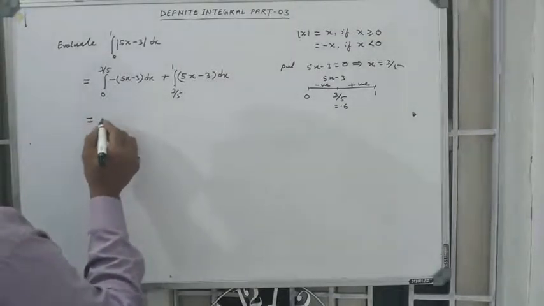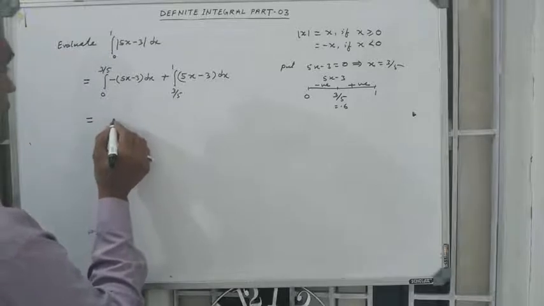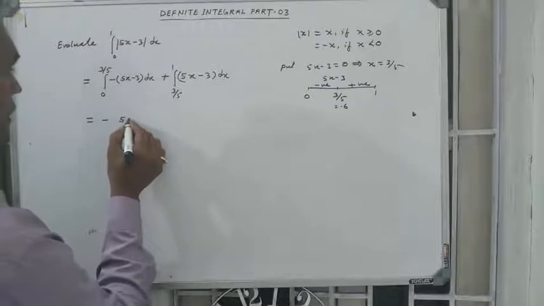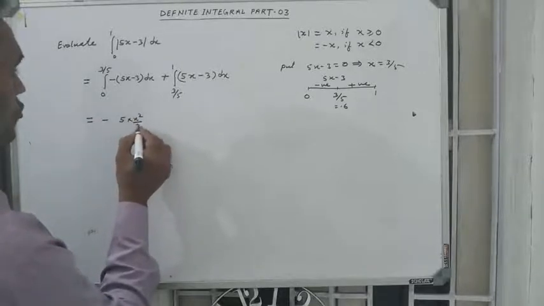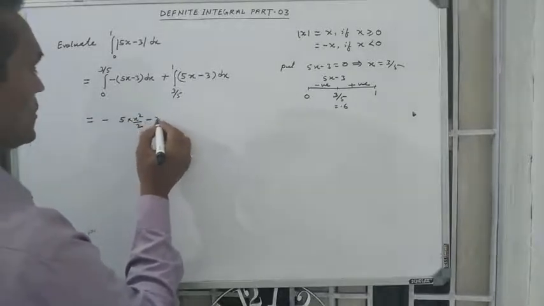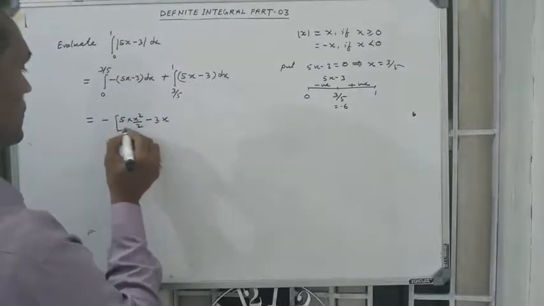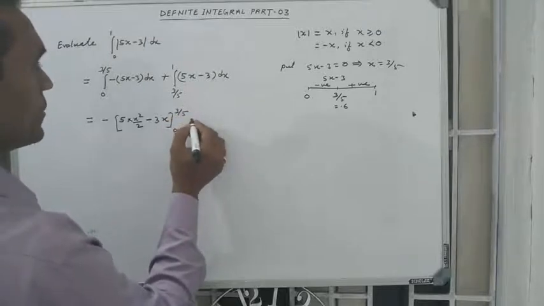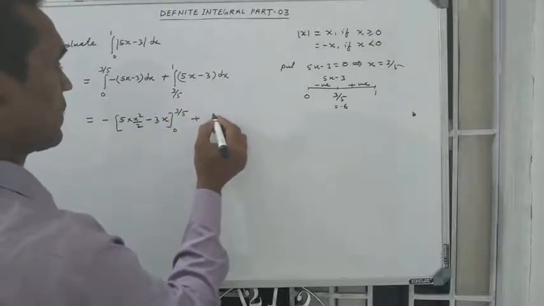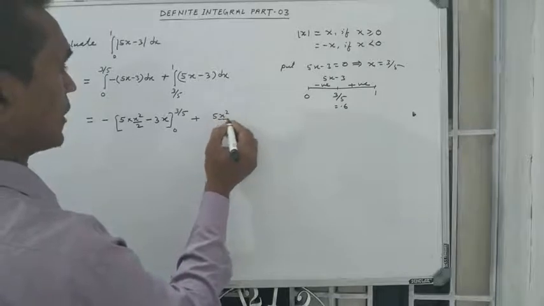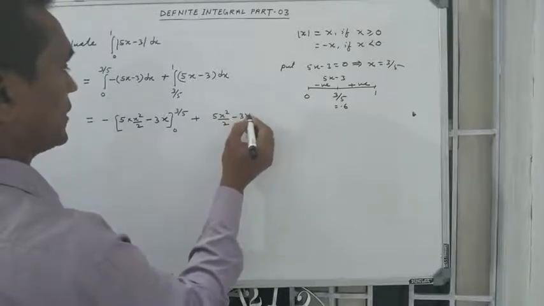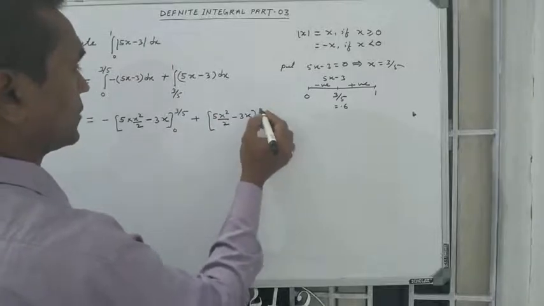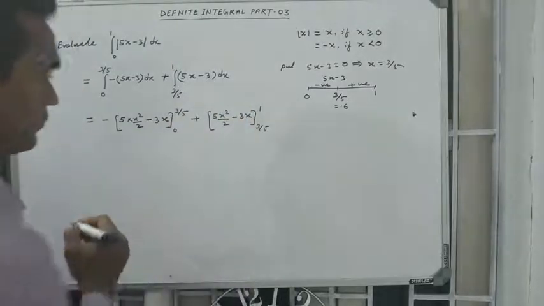Now you integrate this. We know the formula, so minus you keep outside: 5 into x square by 2 minus 3x, with limits 0 to 3 by 5. Similarly here, 5x square by 2 minus 3x, with limits 3 by 5 and 1.